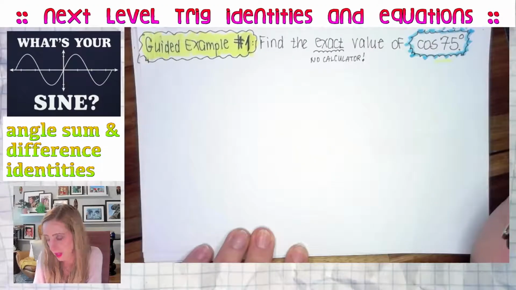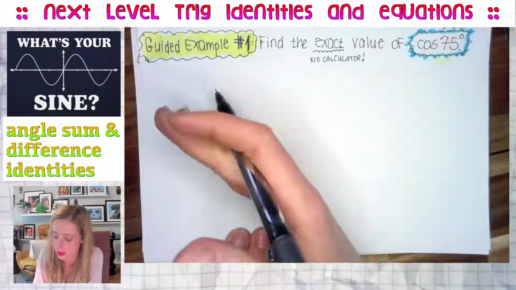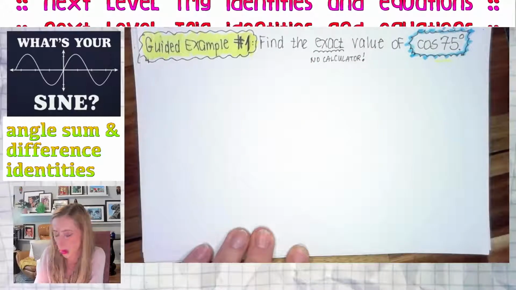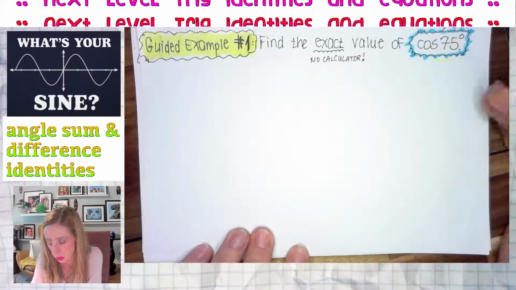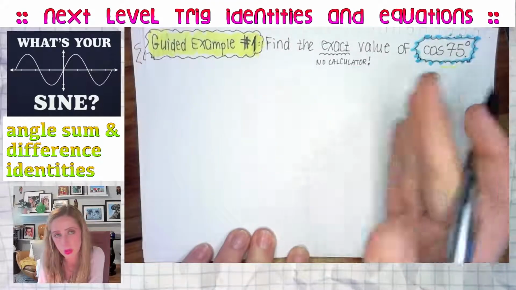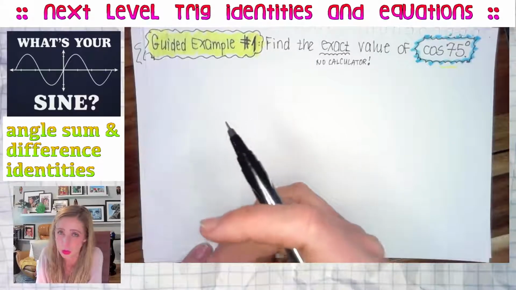Cosine 75 degrees. Now, remember, these are guided examples that go with the lesson that we're doing. Don't act helpless. Don't act like you can never do this on your own. You use what we were introducing to do the examples that come after it. That's how school usually works.